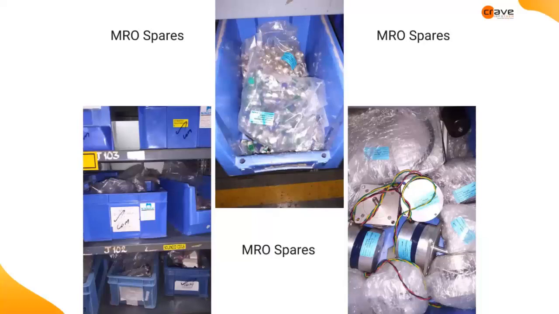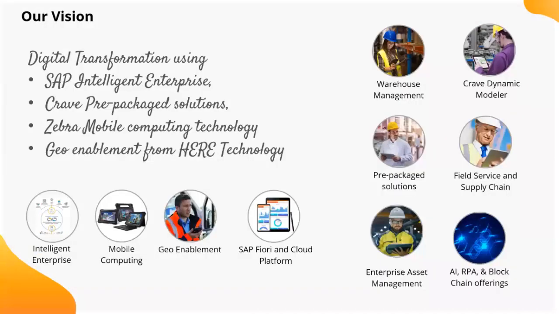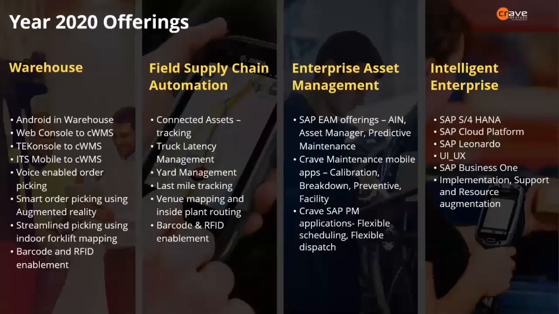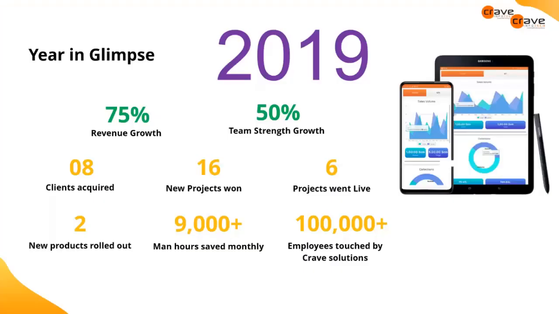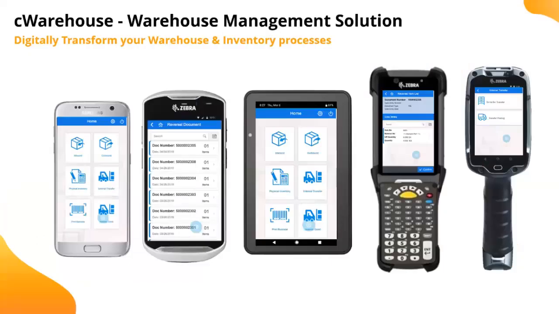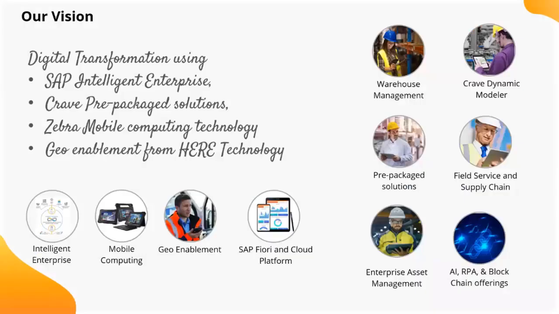So this was the example of the MRO spares. One thing I do want to talk to you about is, I hope I have a slide somewhere. So, how it is differentiated from other vendors. So we are Zebra's premier partner, okay? So what does that mean?